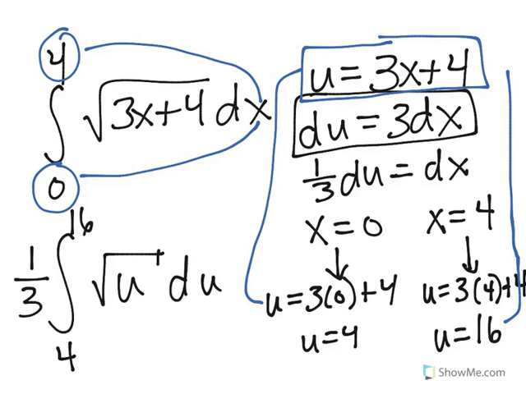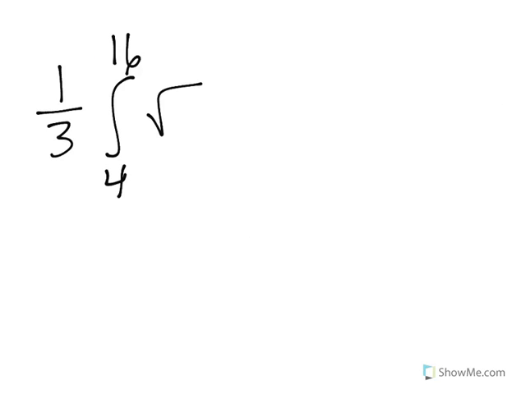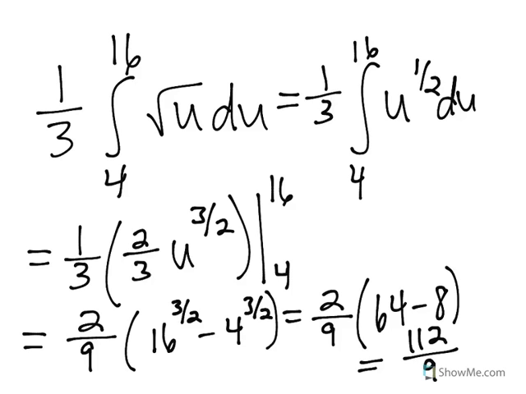And you'll notice here that we have completely changed the variable from x to u, which is why we have completely changed our limits of integration. So now we have 1/3 times the integral from 4 to 16 of the square root of u du, and the rest of this problem will be solved normally, in that we do not have to go back to that original variable x. Everything now is in terms of the variable u.